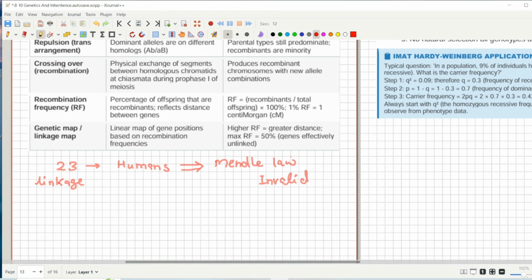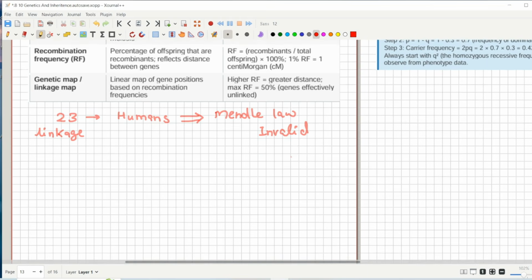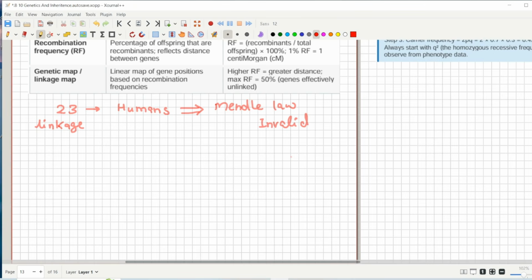So this is the point that you have to keep in mind. Gene linkage simply means gene pairs, or you can say homologous chromosomes, or chromosomes in gametes. So when gene linkage is formed, then Mendel's laws become invalid.